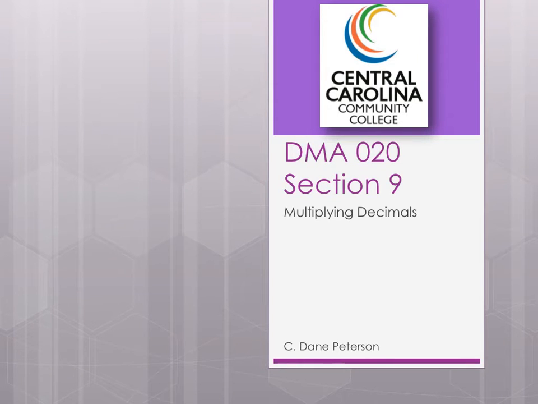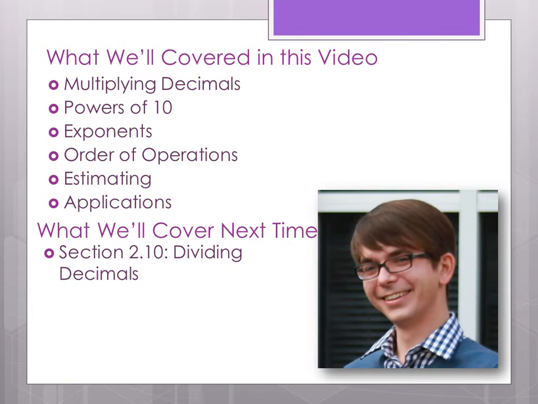Hello again. In this video for DMA 20 section 9 we're going to investigate multiplying decimals. In this video we're going to learn first the rules for multiplying decimals and then learn how to multiply decimals quickly when we're multiplying by powers of 10. Then we'll look at some examples with exponents, orders of operations, estimating with multiplication, and lastly an application problem. Next time, we'll look at section 2.10, dividing decimals.